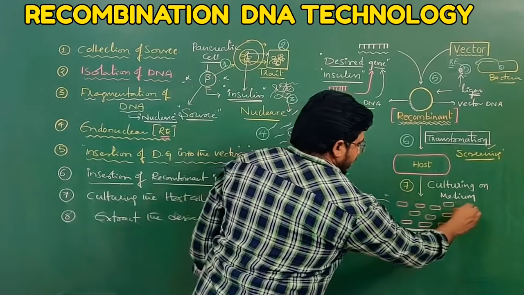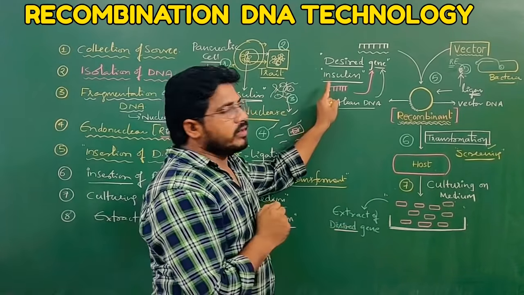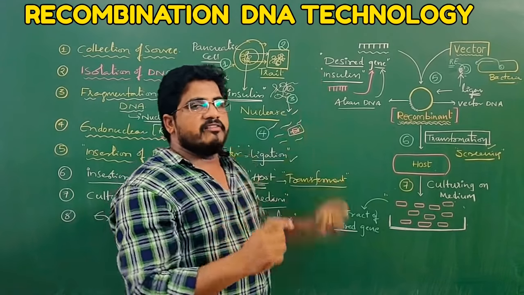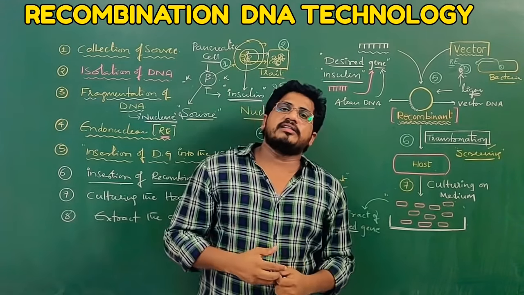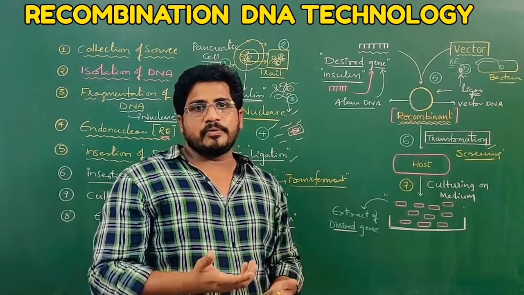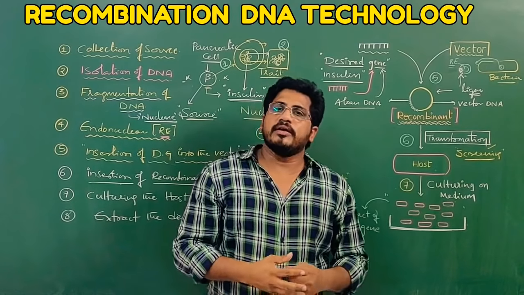Once the number has increased, we have to extract the desired gene. Using only one desired gene, or one insulin producing gene, we can collect many genes. All these genes undergo transcription and translation, giving a protein called insulin protein. So by using a small amount of gene, we can collect a huge amount of protein.